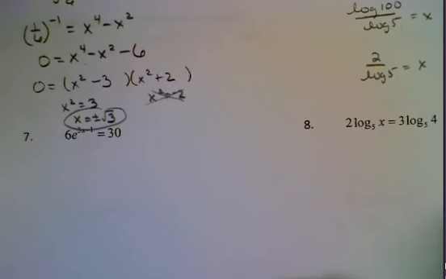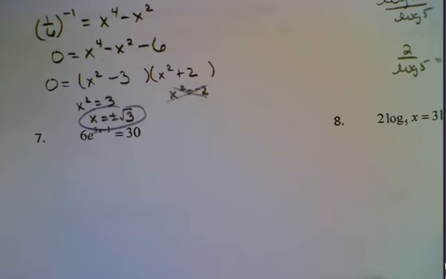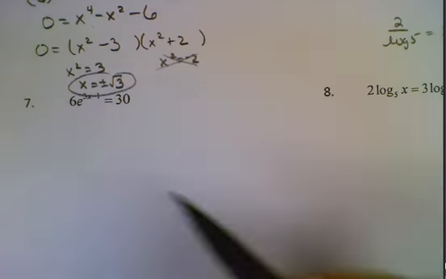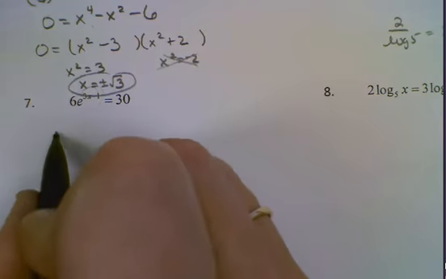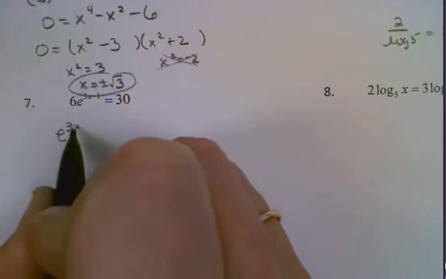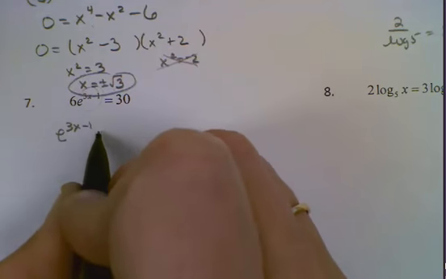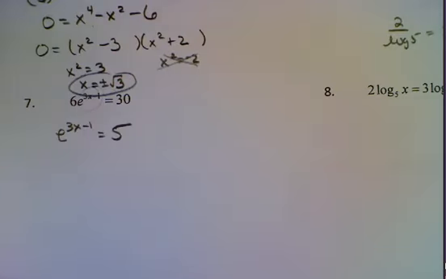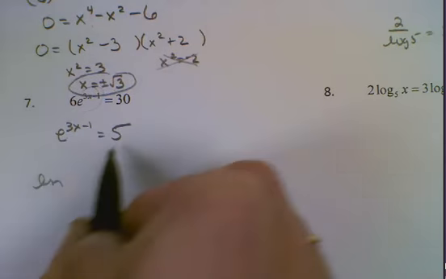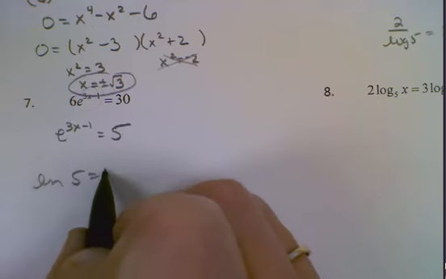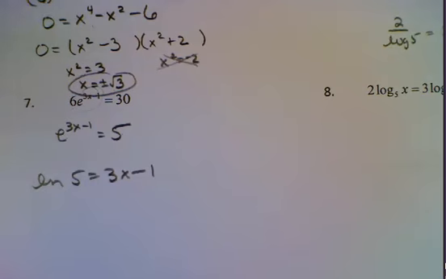All right, number 7. 7 is an exponential. Before you can solve it, though, you got to get rid of the 6. You've got to get the base by itself. So I get e to the 3x minus 1, I can't read that, equals 5. And now I put it in log form. Log base e, so natural log of 5 equals 3x minus 1.